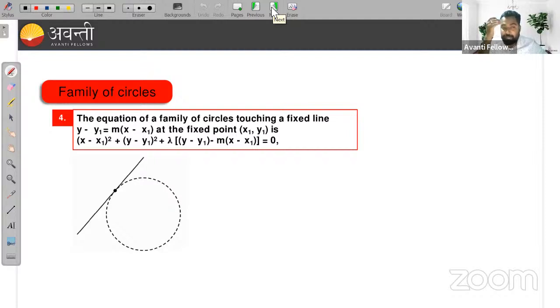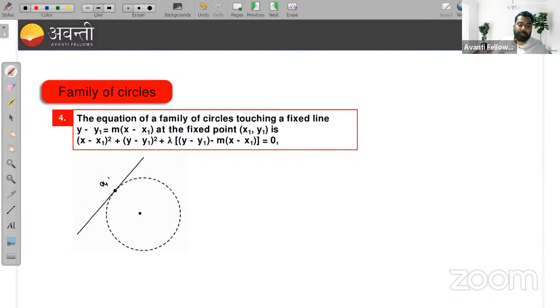And the fourth case, that is the last case, the equation of a family of circles touching a fixed line. Touching a fixed line, then the equation of the circle will be, the center is x1, y1.